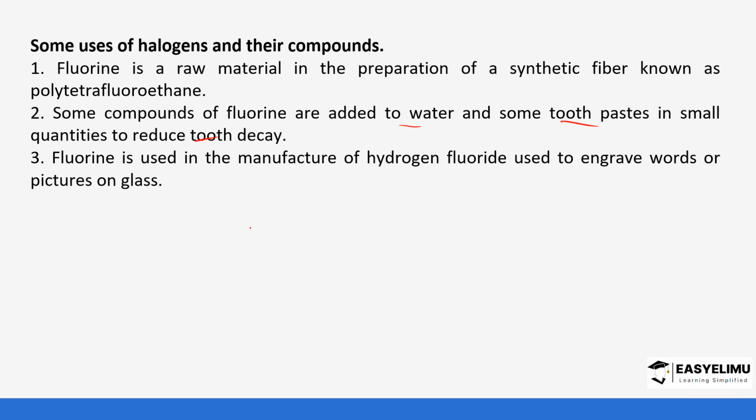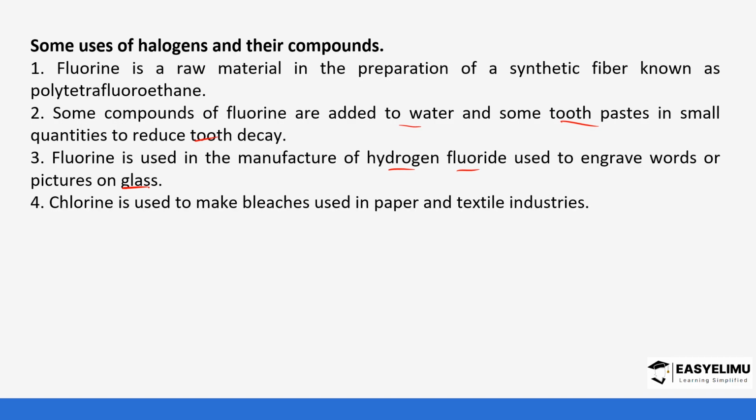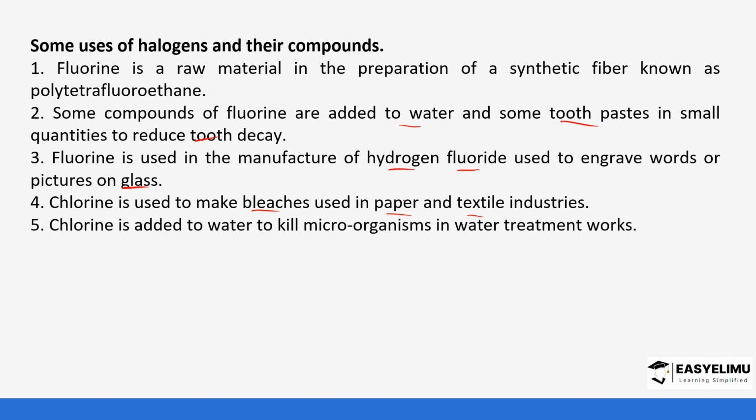Then also fluorine is used in the manufacture of hydrogen fluoride. Hydrogen fluoride is used to engrave words or pictures on glass. And then chlorine is used to make bleaches that are used in paper and textile industries. And then also chlorine is added in water to kill microorganisms in water treatment works.